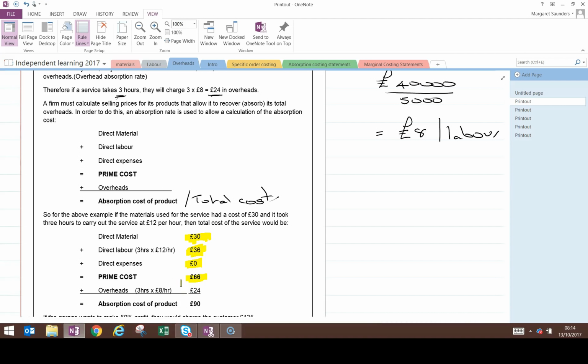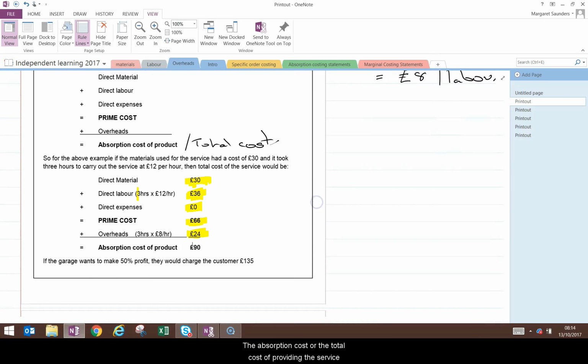We know that overheads are £8 for every labour hour worked, and this service takes 3 labour hours. So our overheads, 3 hours at £8 an hour, gives us £24. So the absorption cost, or the total cost of providing the service, is £90. So that's the prime cost plus the overheads.